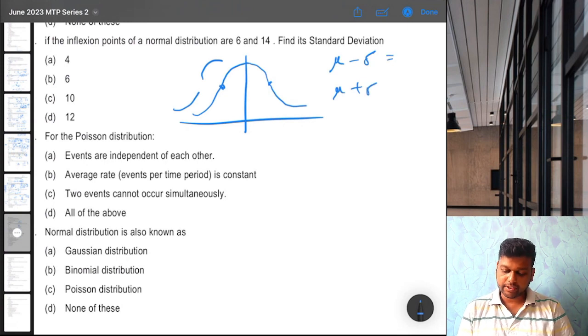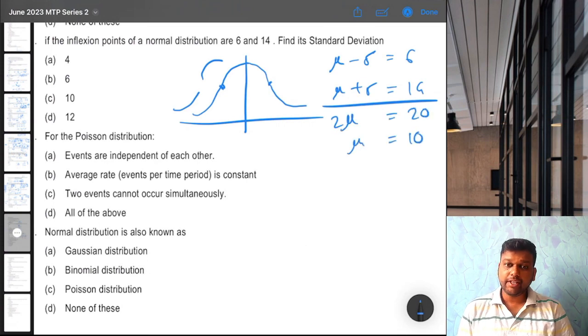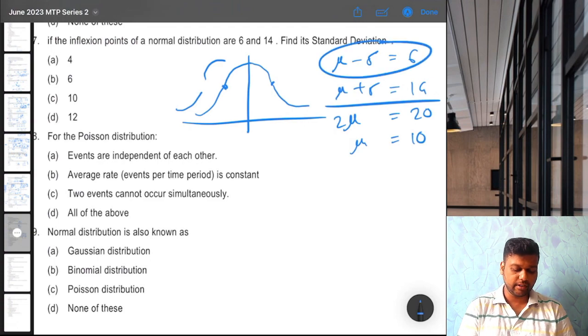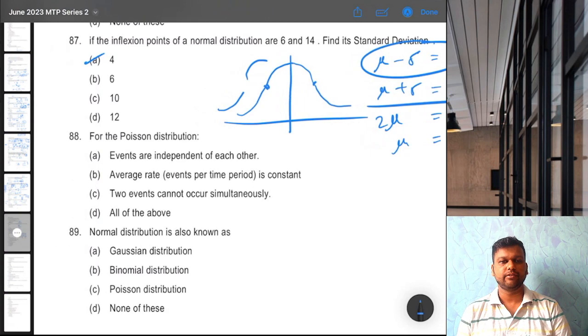So obviously mu minus SD will be 6, mu plus SD will be 14. If we add them, 2 mu will be 20. That means mean is 10. If mean is 10, standard deviation will be what? If we substitute in this, 4. So A is the correct answer for question 87.